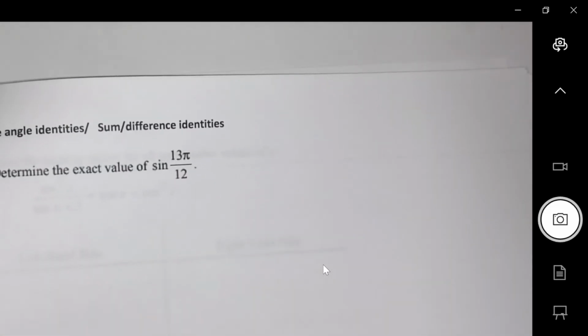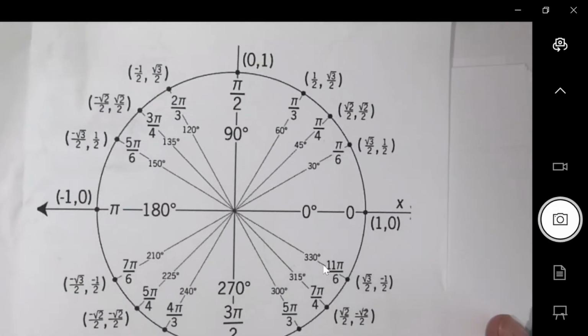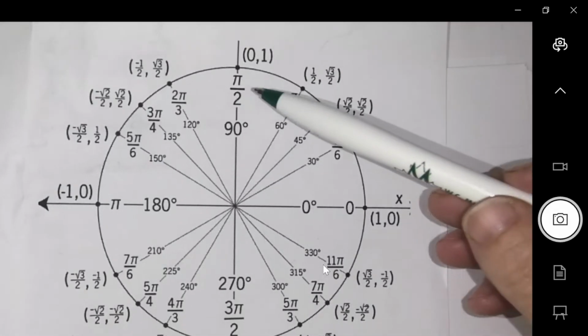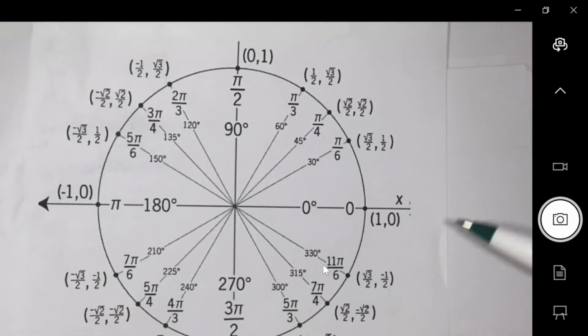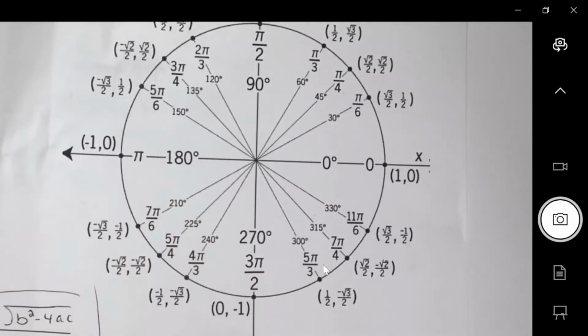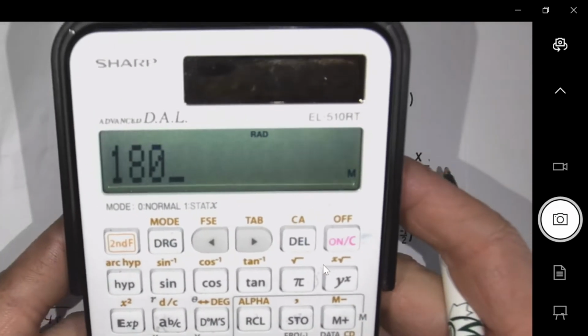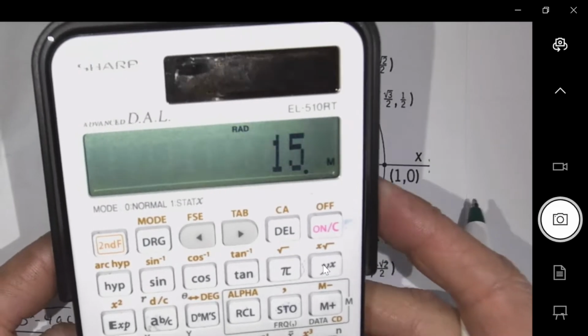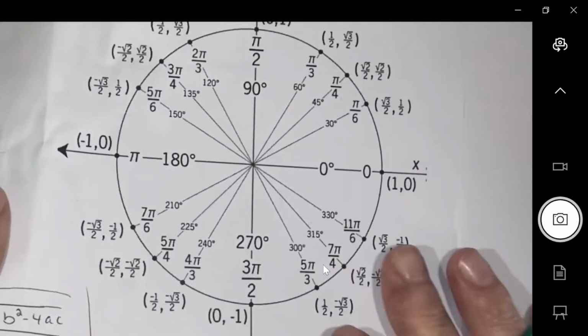Exact value of the sine of 13 pi over 12. When you look at the unit circle, do you see any denominators of 12? No. So which one is this? What is 180 divided by 12? 15 degrees. So where did we do this one?